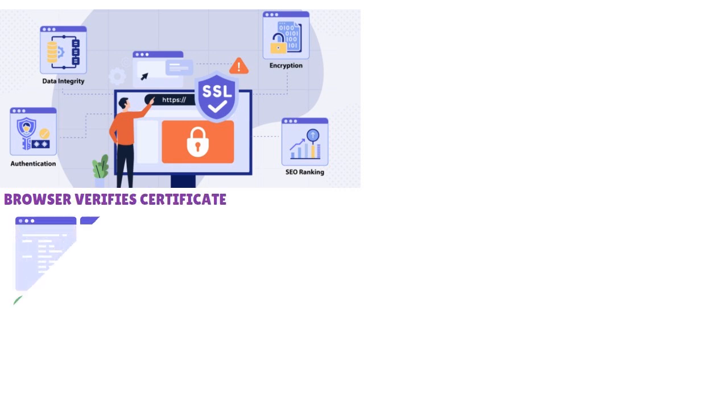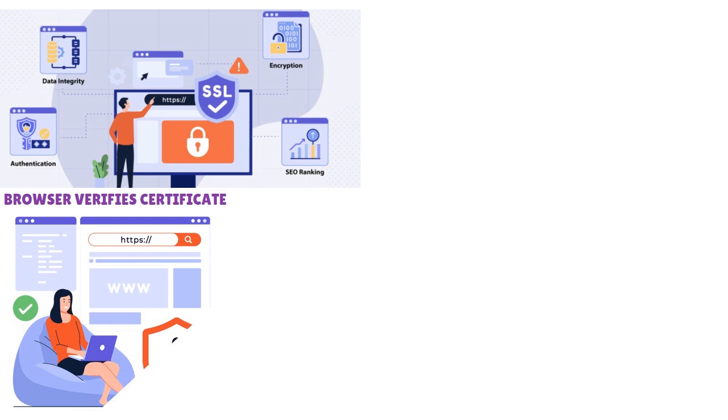Then the browser verifies the certificate. The browser checks the certificate to ensure it is actually valid and also issued by a trusted certificate authority like GoDaddy, DigiCert, Comodo, etc. This step is crucial for confirming a website's authenticity. So we are speaking about validation, right? You can have all kinds of validation: organization validation (OV), extended validation (EV), or something else.